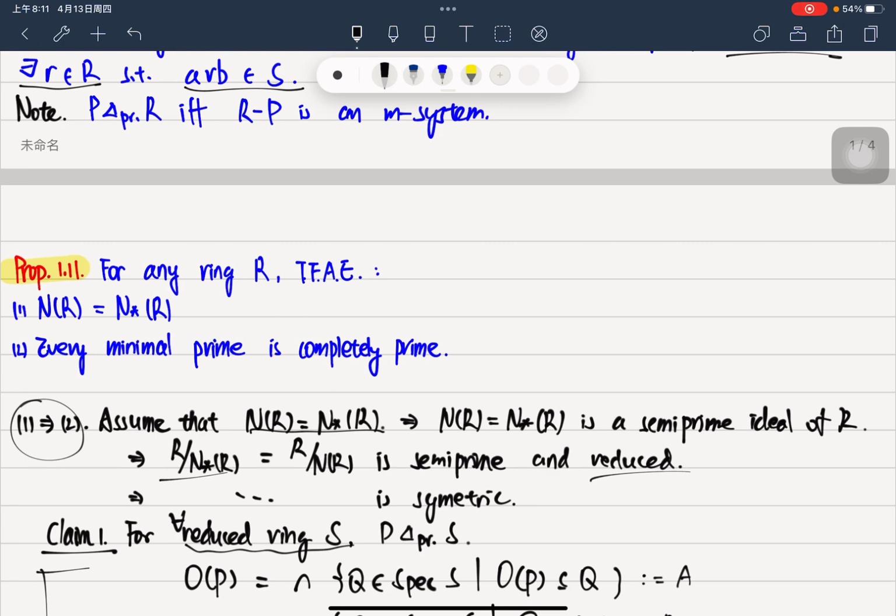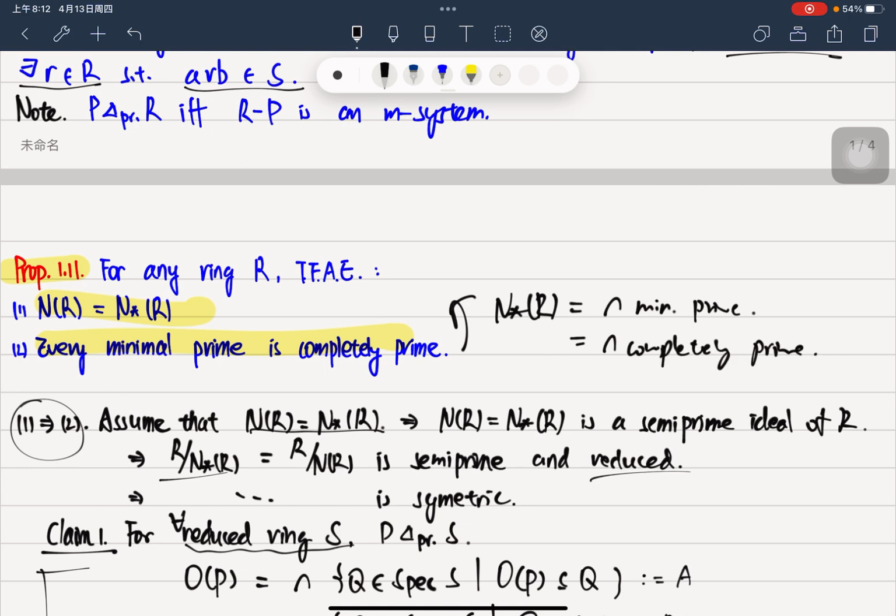Okay, so this thing implies this thing, and for this thing 2 to 1 is sure, because the lower star R is the intersection of minimal prime ideals, and by the second statement every minimal prime is completely prime, so the prime radical also is completely prime. So we have the lower star R is N lower star R. Then today we finished this proof.